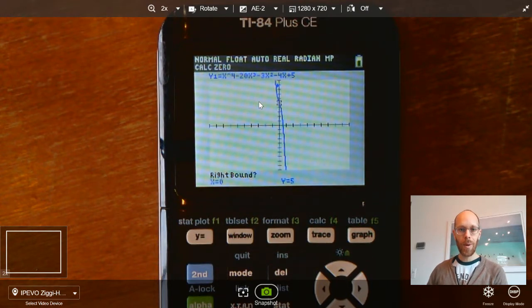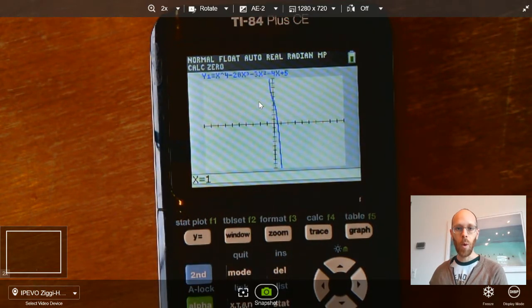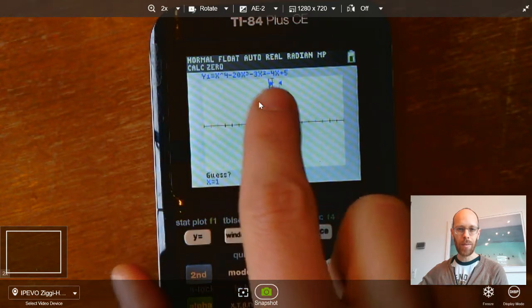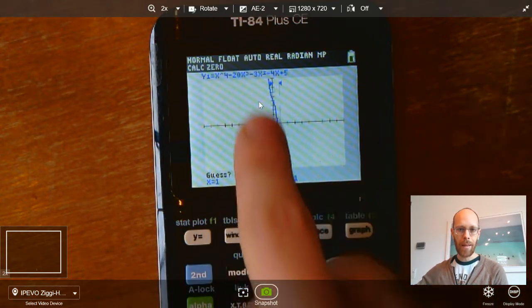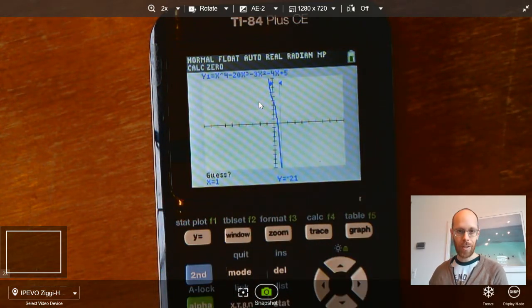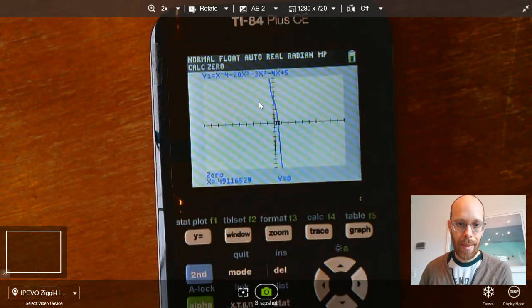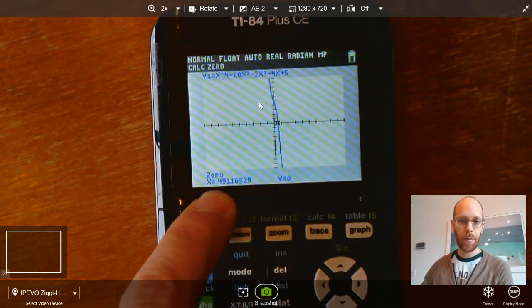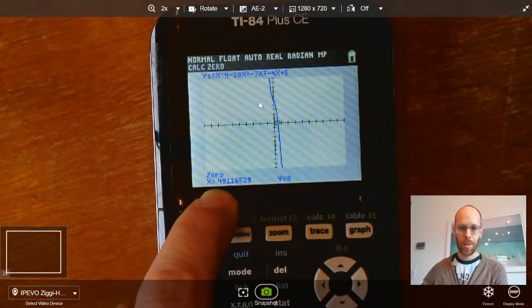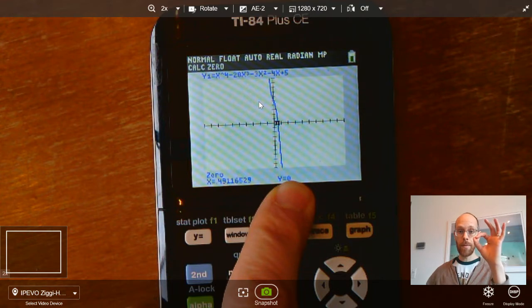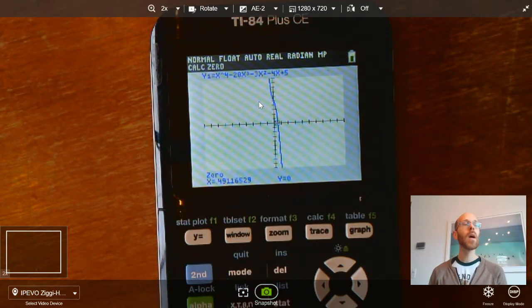Then it's going to prompt me for a right bound. I'm going to say that the right bound is going to be 1. You notice that now we've got these two triangles, and they're marking the boundaries. Our 0 is between those two values. Once it says guess, you just go ahead and hit enter. Then it will tell you that our 0 is right here at x is equal to 0.4911, and so on. Your y value should always be either 0 or something very, very close to 0.